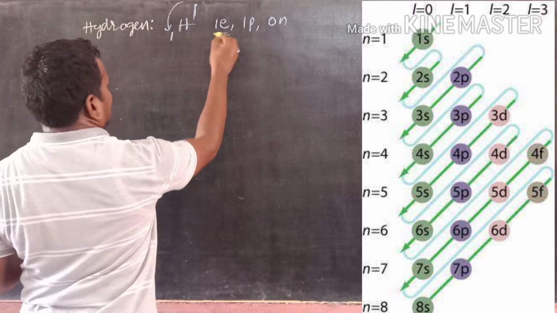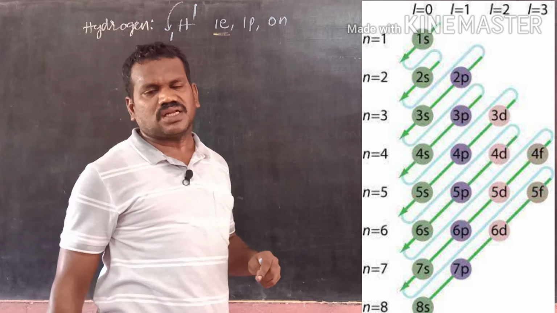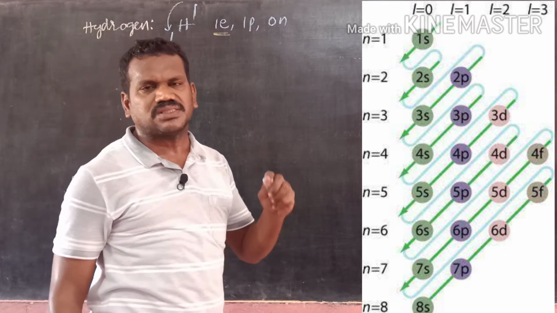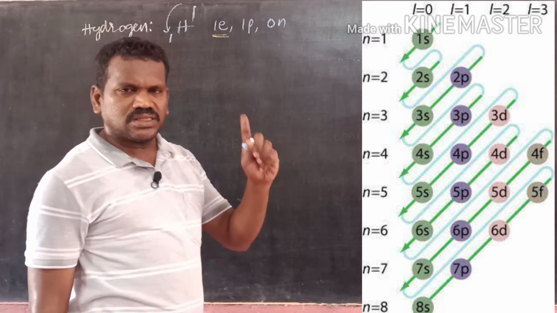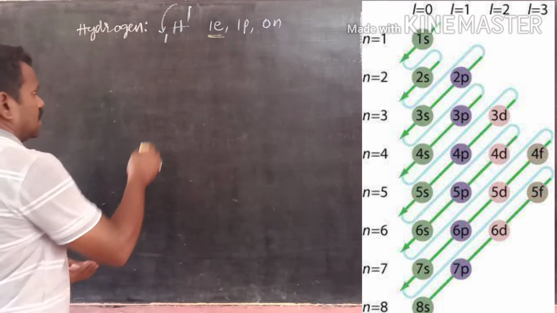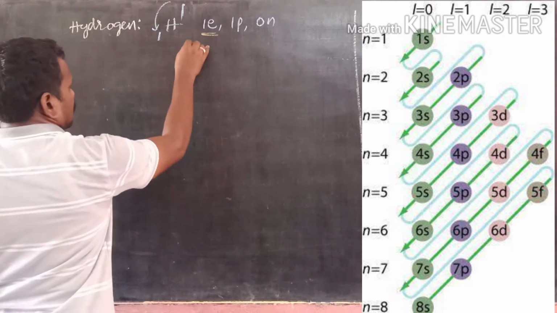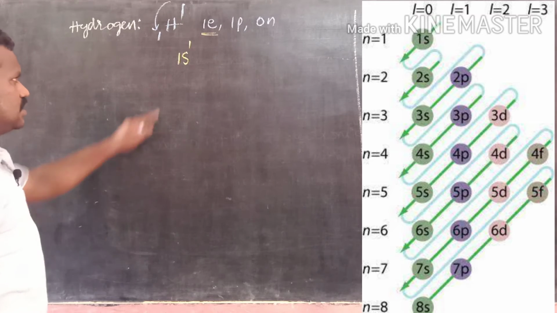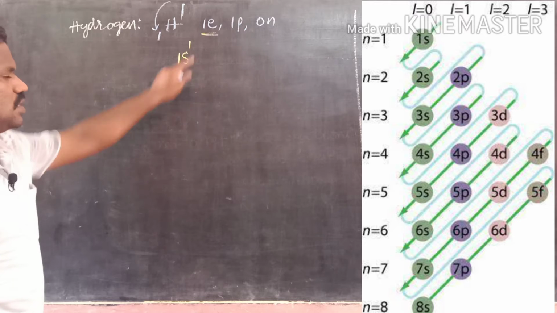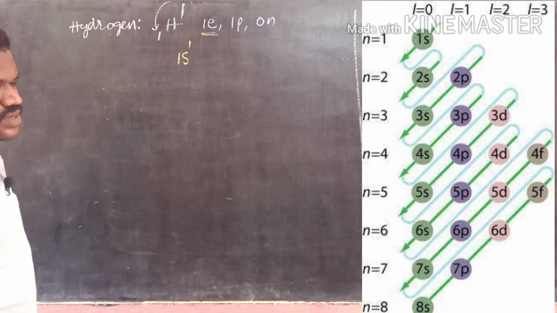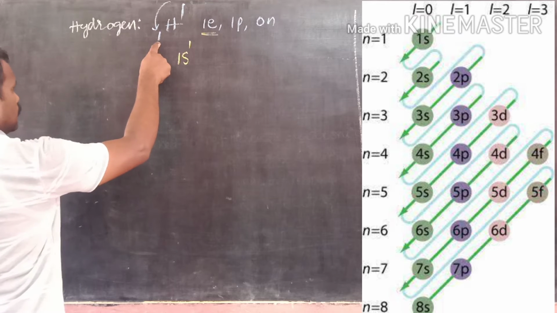Now I am going to write the electronic configuration of this 1 electron. As hydrogen contains only 1 electron, as per the Aufbau principle and the Euler chart, the electron should occupy the orbital of lowest energy, that is 1s. We have only 1 electron, so it will be written as 1s1. This is the electronic configuration of hydrogen, because hydrogen contains only one electron as its atomic number is 1.